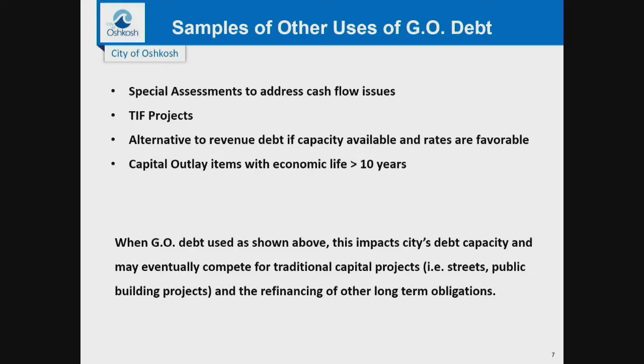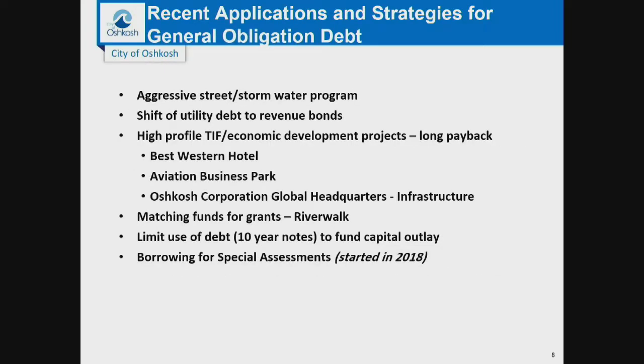So one of the challenges that you have is with the capacity limits, things do compete, and that is one of the items that as we grew our public infrastructure and the investment in that, we're starting to see more competition between street projects, public building projects, equipment needs, and how do we truly fund all of these items under the umbrella of GO debt. And so we'll go into that in further detail in future slides.